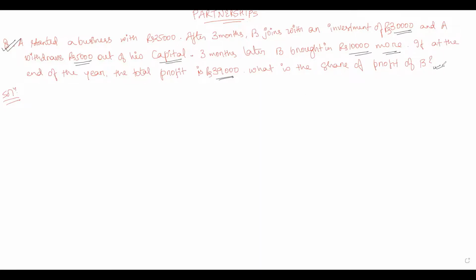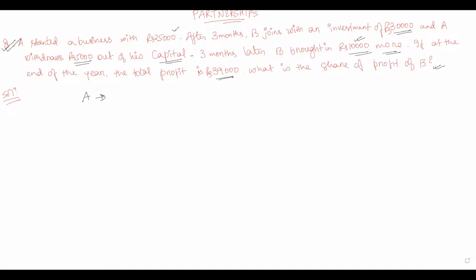A is starting the business with some capital, and after some months, B is joining, and at that time, A is withdrawing, and then again after 3 months, B is adding some additional amount. In such kind of cases, we need to simply calculate the total product of investment and time period for all the partners. So let us see for A.